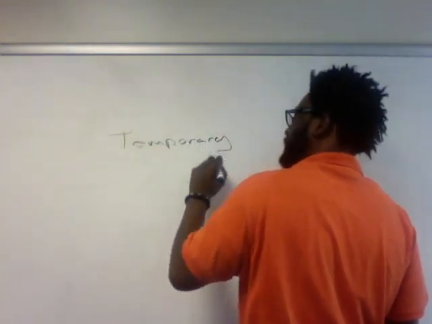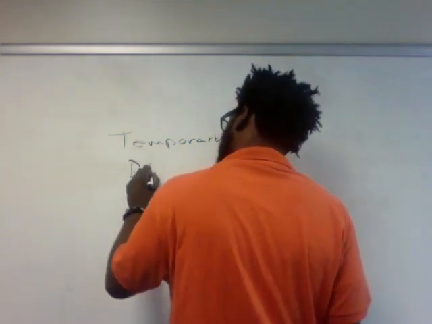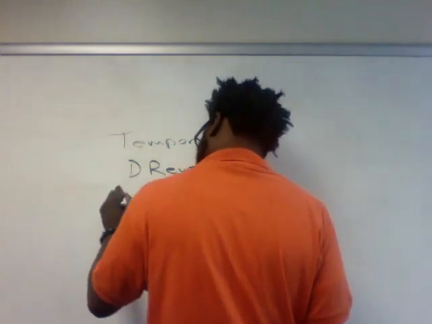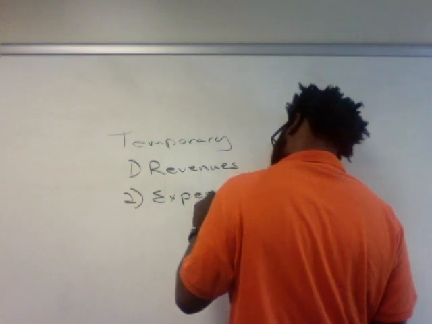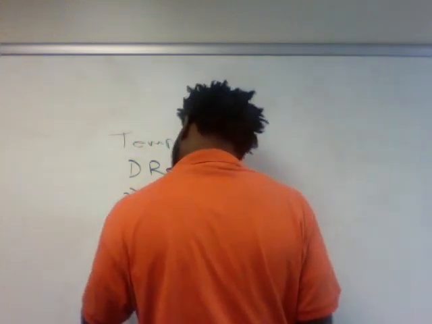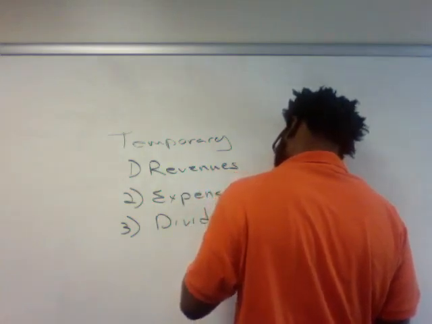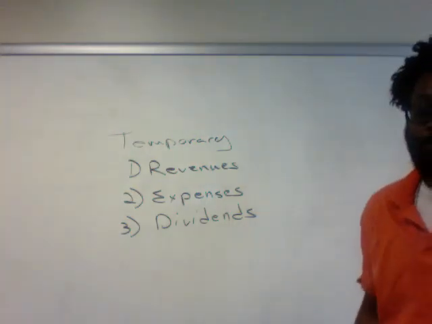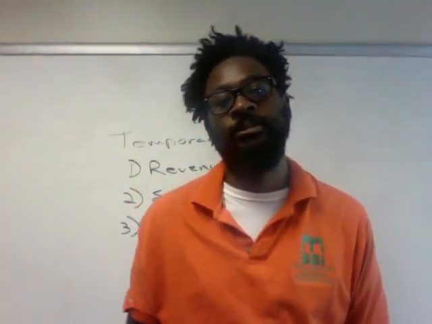Temporary accounts are revenues, expenses, and dividends. Temporary accounts: revenues, expenses, and dividends. Those are your only accounts that you're going to touch to close them out to a zero balance.